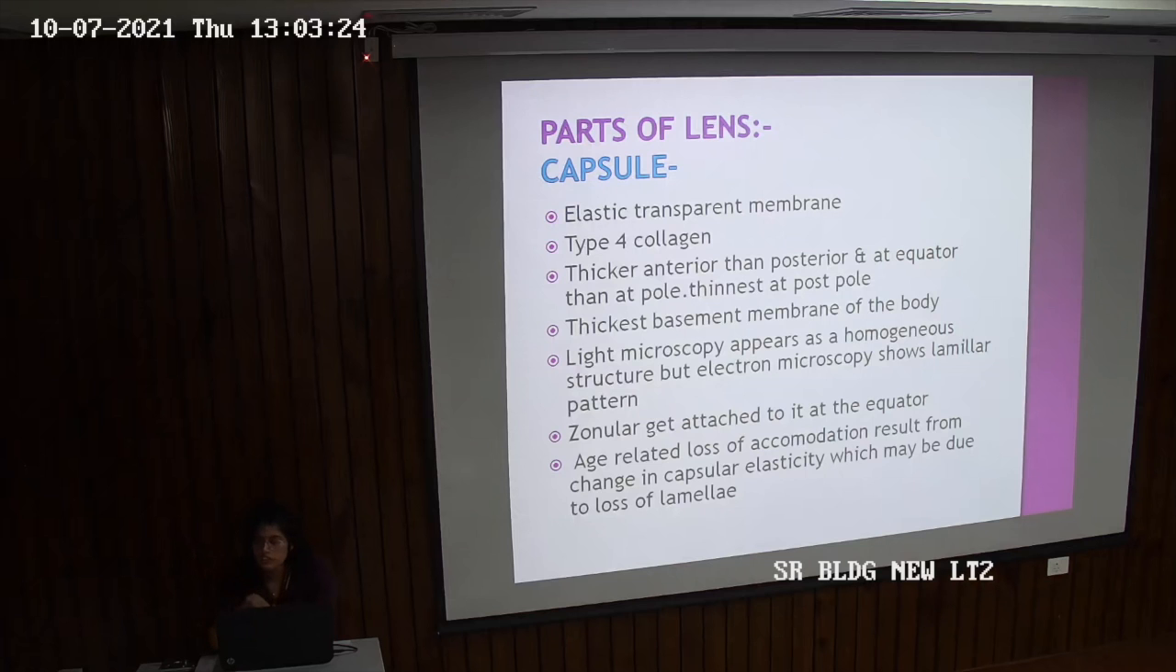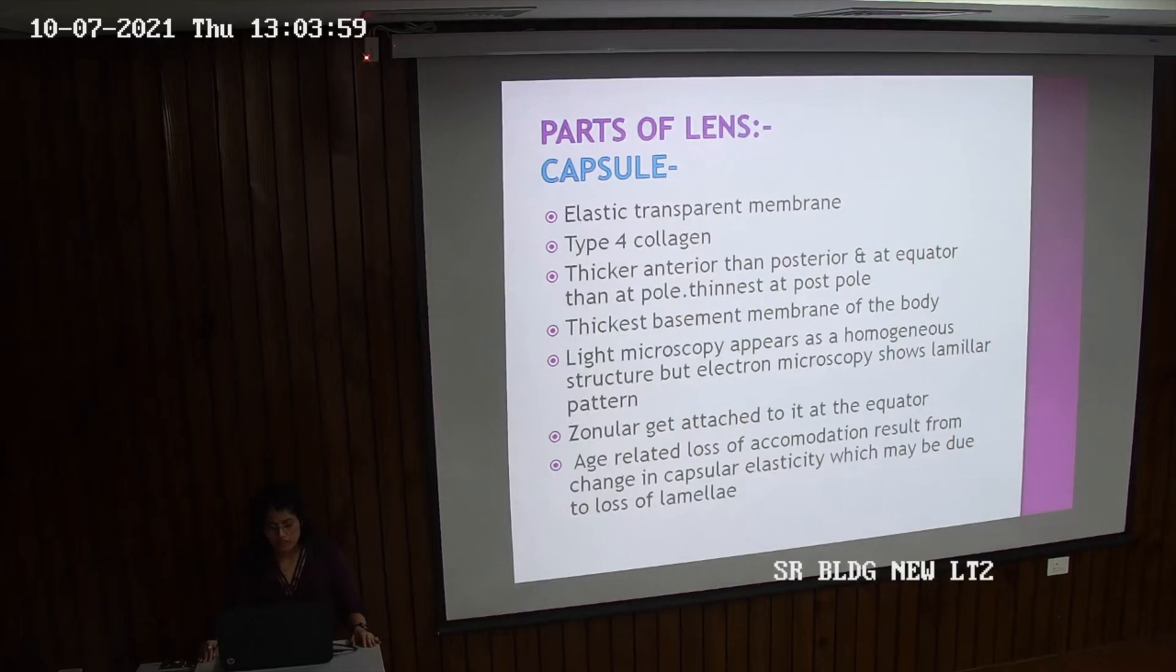Zonules, I'm talking about the fibers here, get attached at the equator. They have two prospects of attachment, which I'll also cover in the fibers, but here I want to let you know how the zonular attachment to the equator holds it in position. From the equator it is 1.25 mm, 1.5 mm, and from the equatorial posterior it is 1.25 mm. This is how it gets attached and holds itself there.